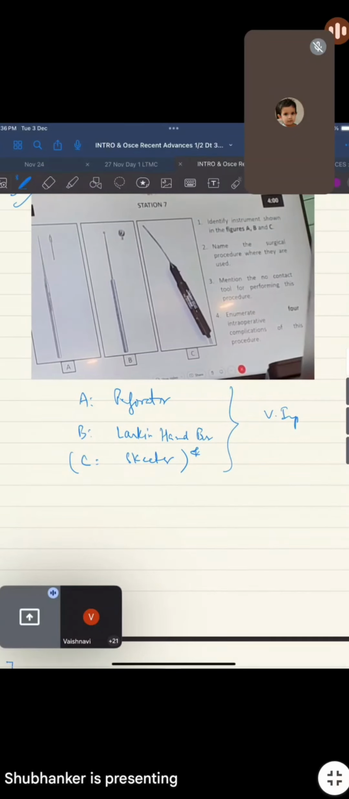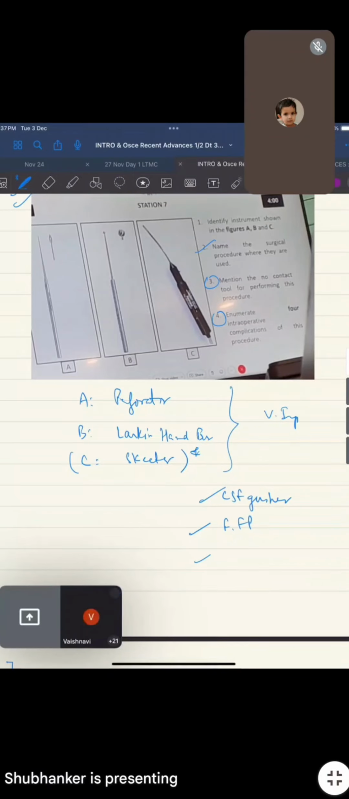Now coming to this, name the surgical procedure where they are used. There's no fun in telling stapes surgery, stapedectomy, वो सब बोल देंगे. Mention the no contact tool for the procedure. Can somebody take it? Laser. Very good. And the last question: 4 intraoperative complications of this procedure. है ना? एक मैं बोलूंगा, बाकी 2 आप लोग बोलेंगे. I'll say CSF gusher. Can somebody add? एक दो और बताइए. Sir, floating plate. Good. Anything else?